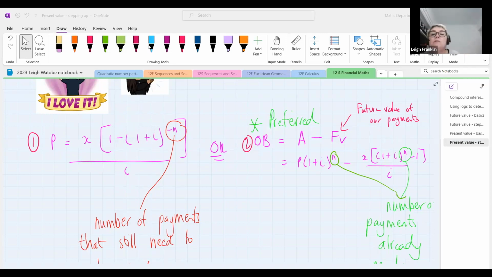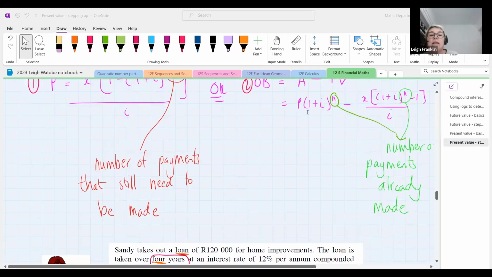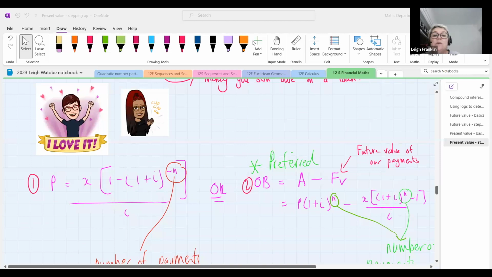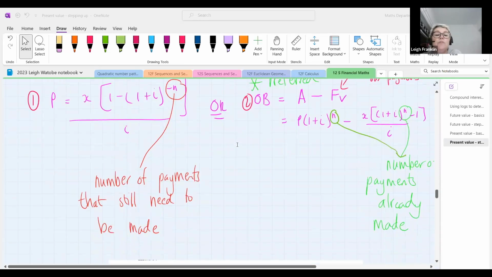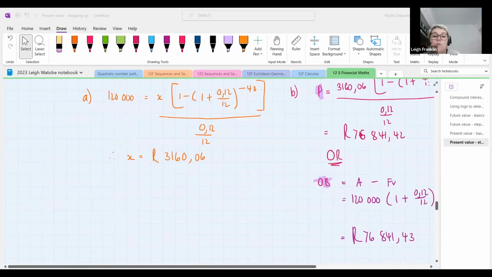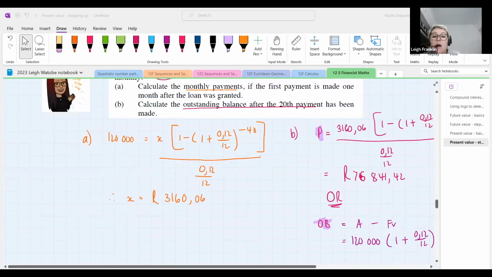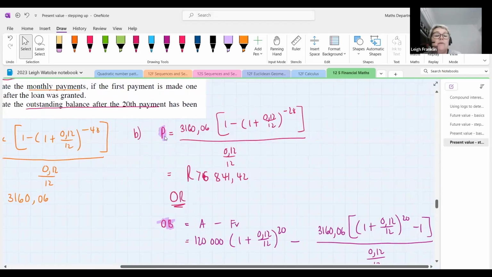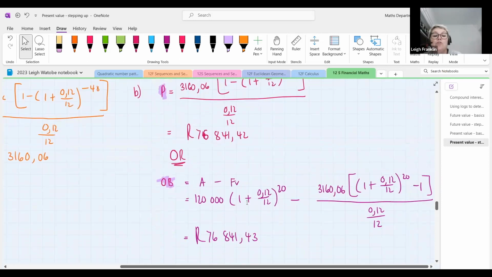Yes, Penga, but the answers are only different by a few cents. Katleho, you said you don't understand? When you use the present value formula, N has to be the number of payments that still need to be made. If you are using method number 2, it is the number of payments that have already been made. That's why our N is different in the first calculation to the second, even though our answers are the same.